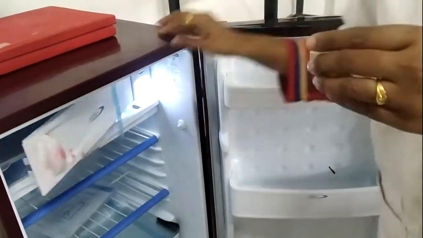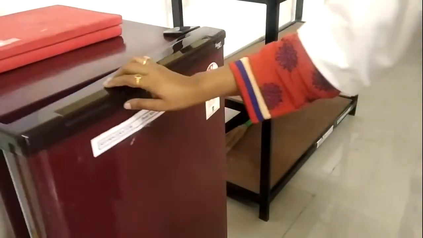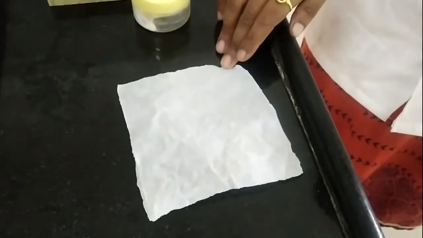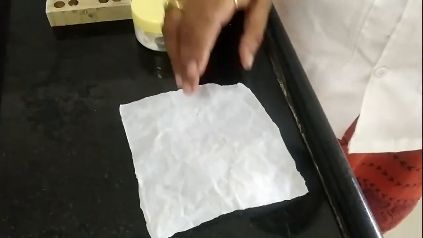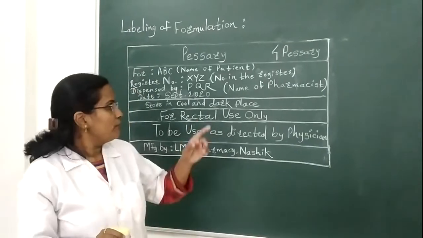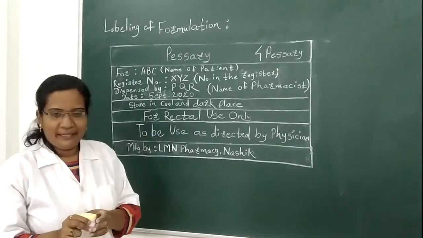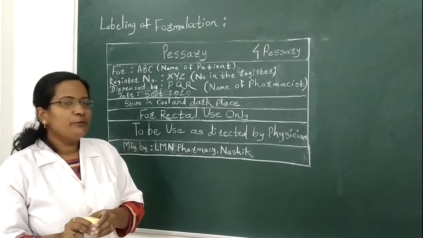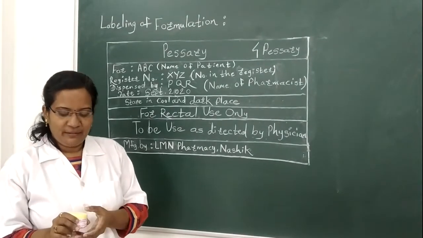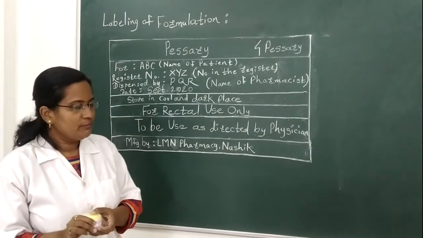So now I am going to wrap each suppository separately in this butter paper, and then we will store them in this wide mouth container. Labeling of the formulation: we have packed each pessary into separate butter paper and then stored it in this container.